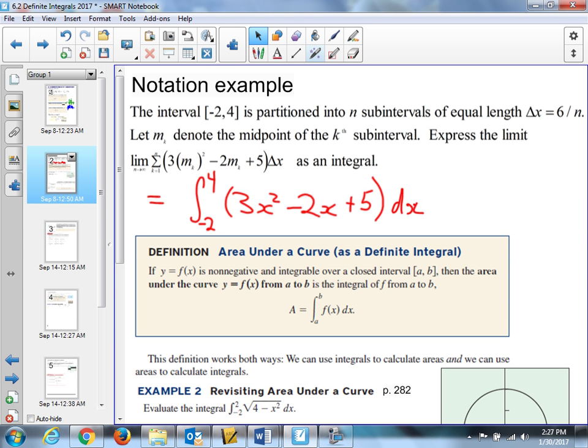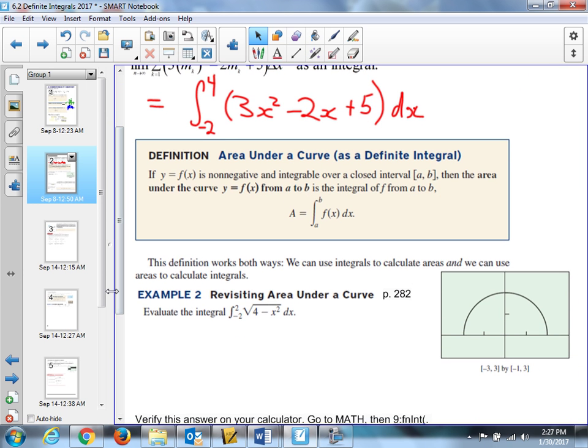Now this is just notation, it's not really solving anything yet. Any questions here? More theory kind of stuff then. Area under a curve, that's a definite integral. Definite meaning it has an answer. Okay?